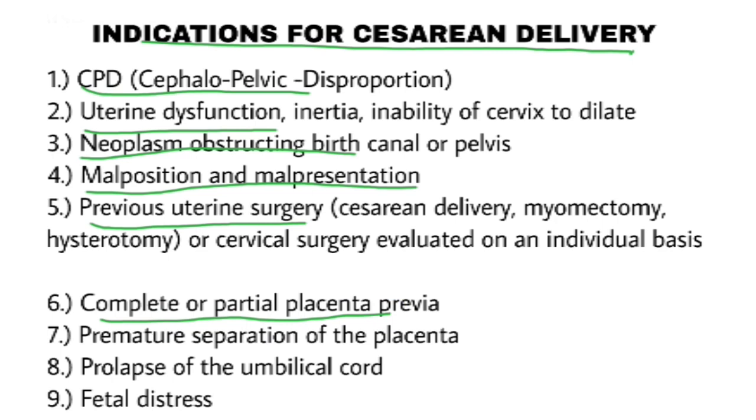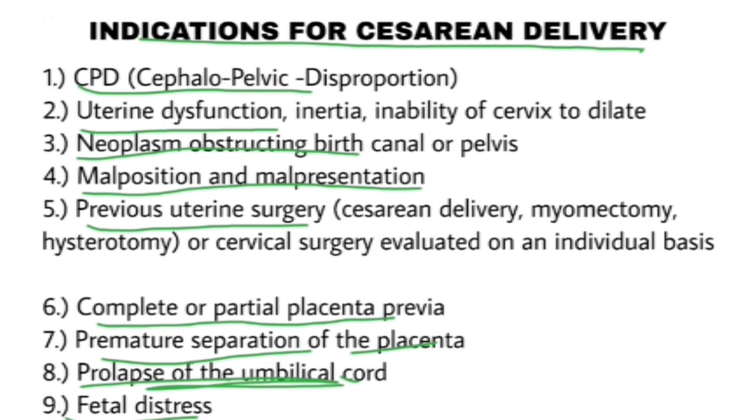Complete or partial placenta previa, or placenta abruptio. Any condition related to the placenta will affect normal delivery, like premature separation of the placenta, cord prolapse, and fetal distress. Fetal distress means there is pressure on the baby, the baby can't breathe properly, or there is pressure leading to injury to the baby. That is fetal distress. These are the indications for C-section.